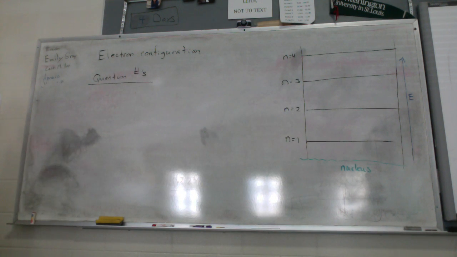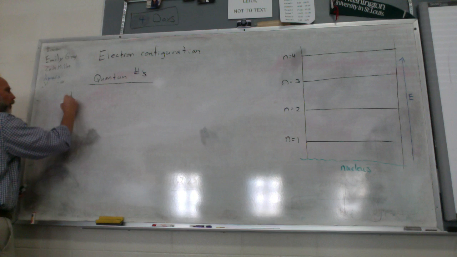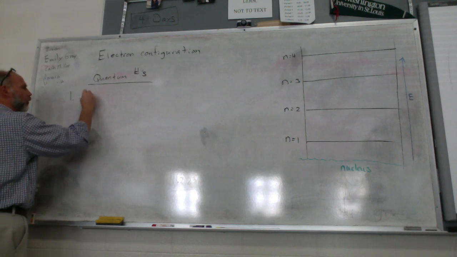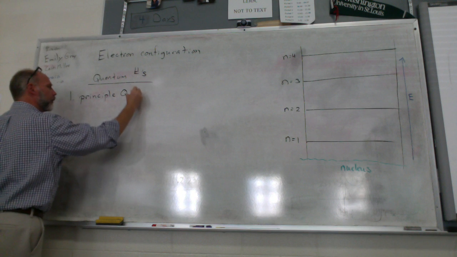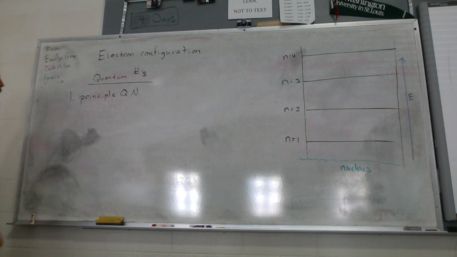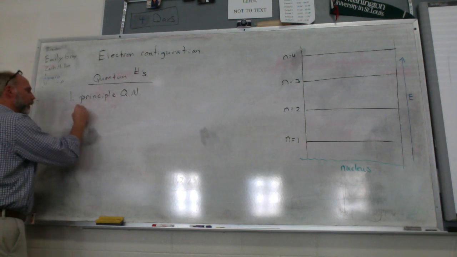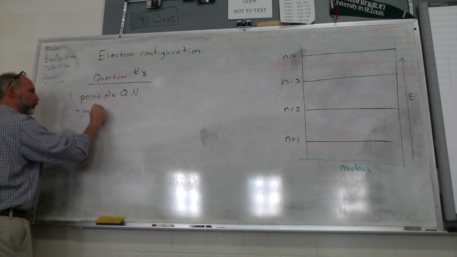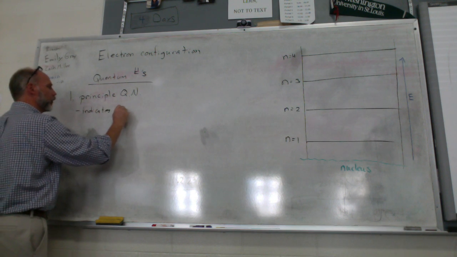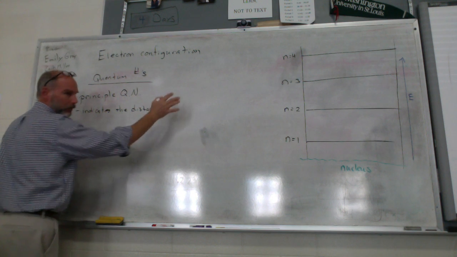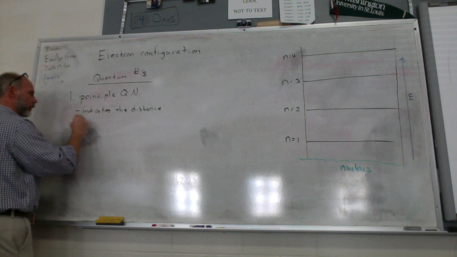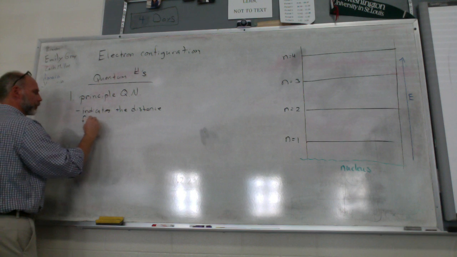Okay, now we're going to keep filling in this thing as time goes on. First though, we're going to look at the first quantum number, which is called the principal quantum number. And the principal quantum number indicates the distance of the electrons from the nucleus.